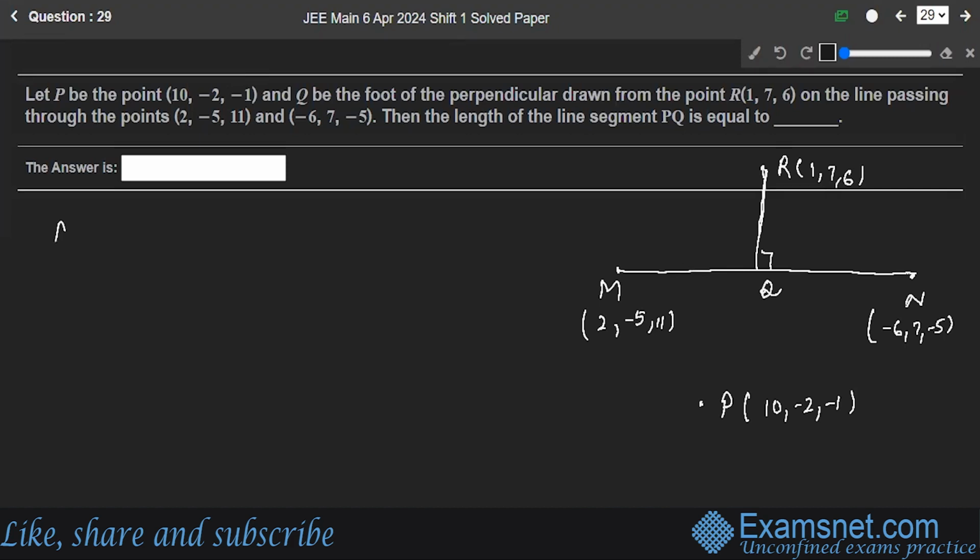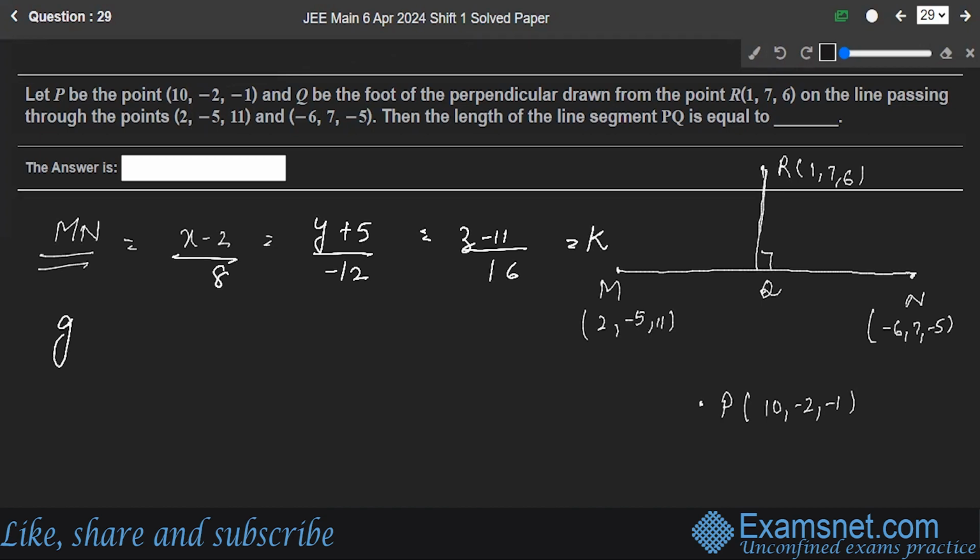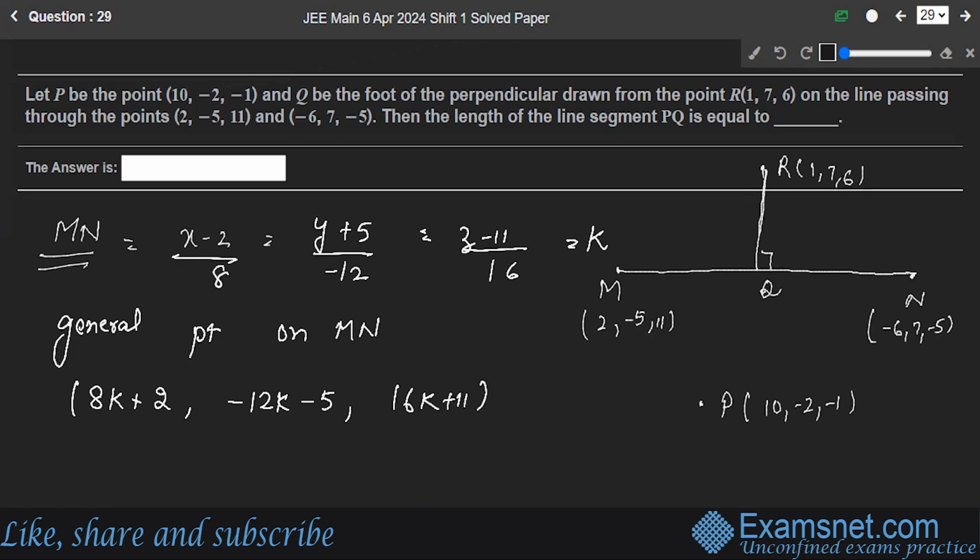So the equation of the line MN can be written as (x minus 2)/(2 minus of minus 6, which is 8) equals (y plus 5)/(minus 5 minus 7, which is minus 12) equals (z minus 11)/(11 minus of minus 5, which is 16). Let's say this is equal to some k. So a general point on MN will be given by (8k plus 2, 12k minus 5, 16k plus 11), right?